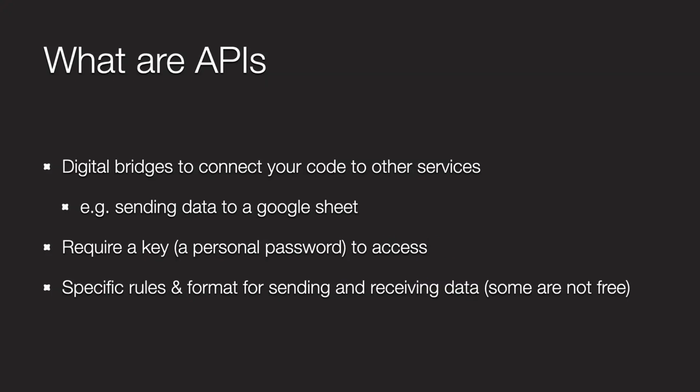APIs. What are APIs? APIs are like digital bridges to connect your code to other services, such as sending data to a Google Sheet. Most APIs require a key, like a personal password, to access. You're given those keys when you register to the services, and you generate the key. Specific rules and formats are used to send and receive data, and some APIs are not free.